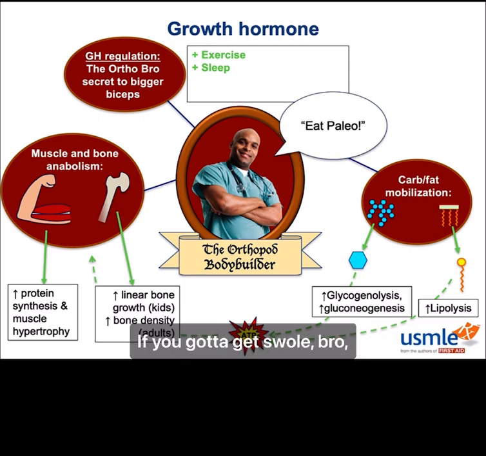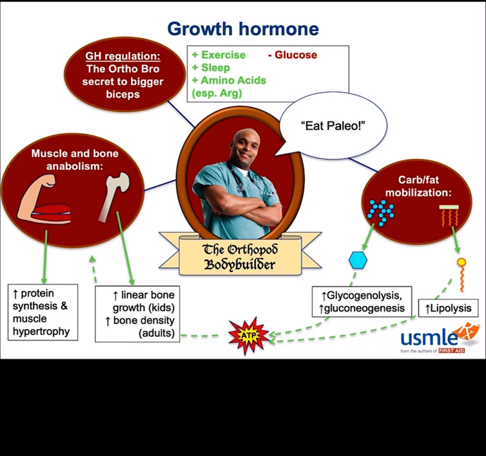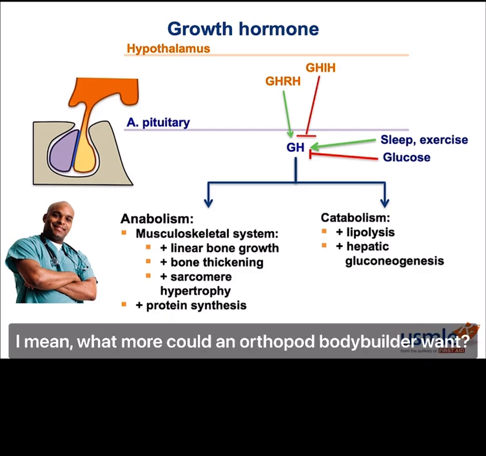If you're gonna get swole, bro, you gotta maximize the protein and minimize the simple sugar. Amino acids, especially arginine, stimulate growth hormone, but glucose decreases its release. So according to this slightly more formal flowchart we see here, growth hormone gives you bulging muscles and bones of steel, and burns fat and carbs. I mean, what more could an orthopod bodybuilder want?